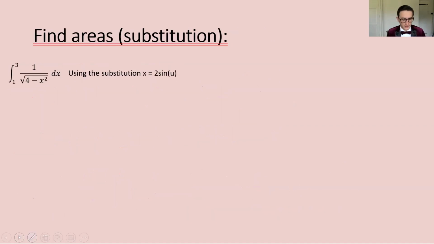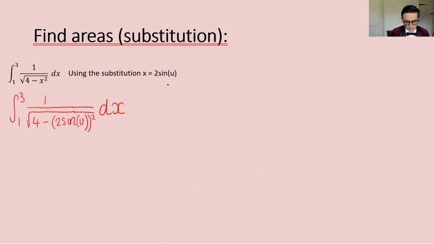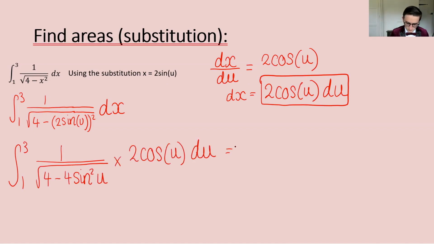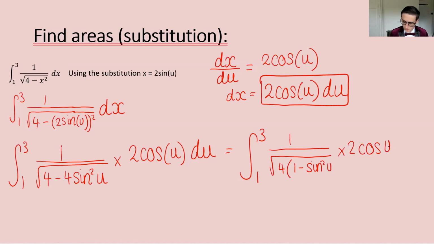Okay, let's keep going. Right, this one. So we're told x is equal to 2 sine u. Let's sub that in. And then let's also think about dx. So dx du, so I can sub that in place for dx. 4 is a common factor, and that gives us 1 minus sine squared u, 2 cos u du, which equals the integral between 3 and 1. Now these are currently x bounds, but we can deal with that in a minute. I'll just leave them as they are.